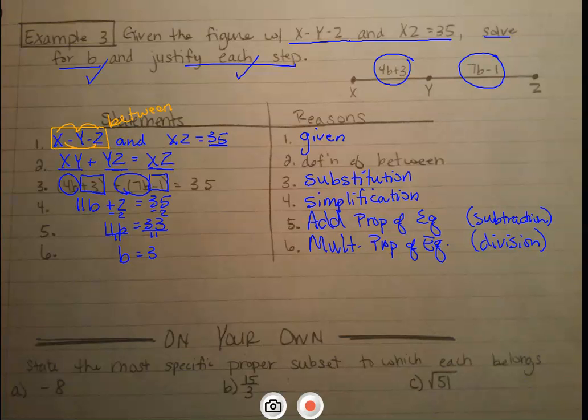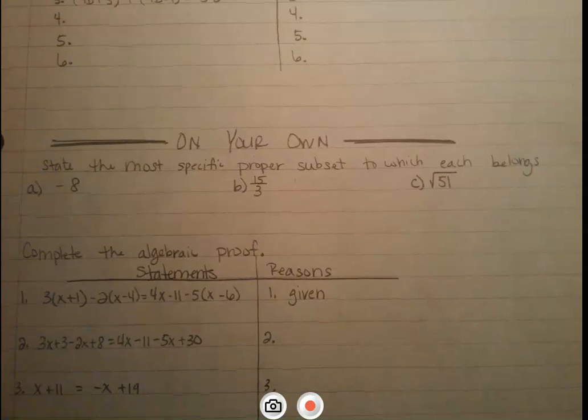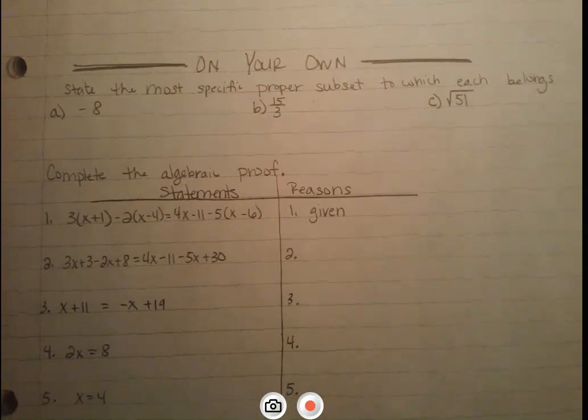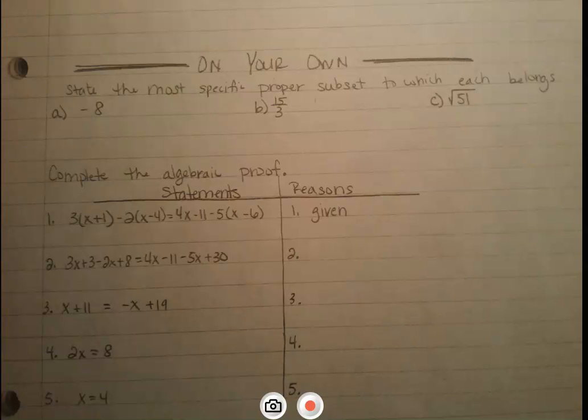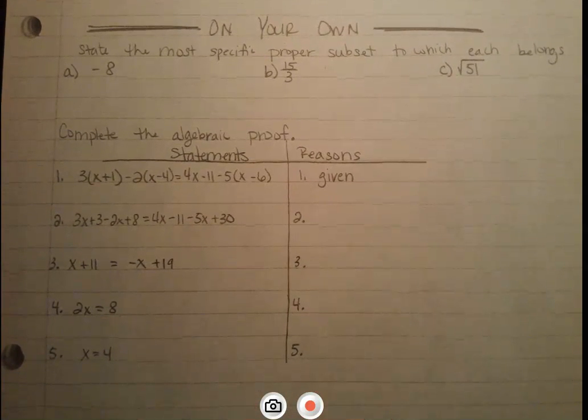So the next step for you is the on your own at the bottom. You have one to state the most specific proper subset. So are these integers? Are they whole numbers? Are they rational, irrational? And then can you complete the proof? Can you give me the reasons for this proof here?